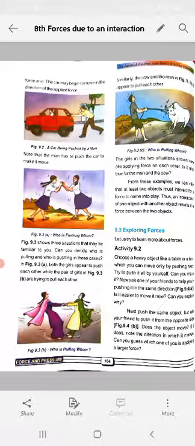If we have to apply it by hand, then there would be contact between the hand and the ball or the object. If we have to kick the object, then there should be contact between our foot or leg and the object, which is to be moved or stopped.